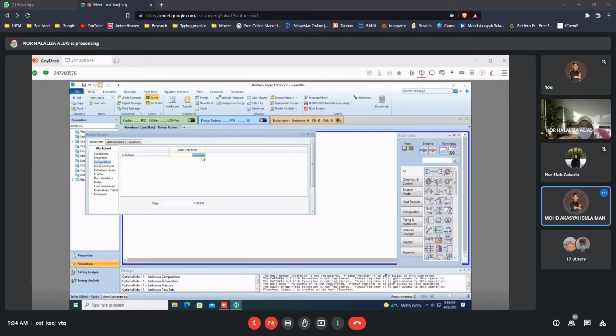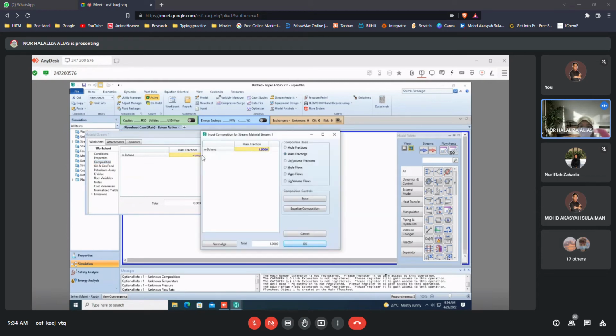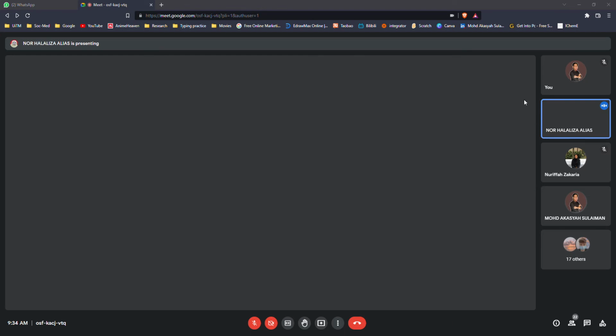1. 1, because it is the one and only reactant. Okay, 1 and then enter. Okay, check everything first. It is already changed to mass fraction 1. This one also has changed to mass fraction. Total must be 1 and then I click OK. Okay. So far so good.